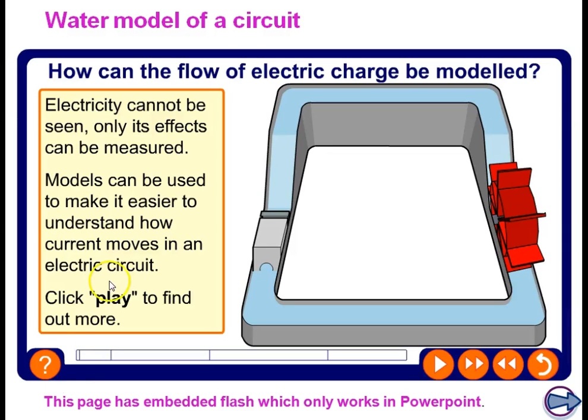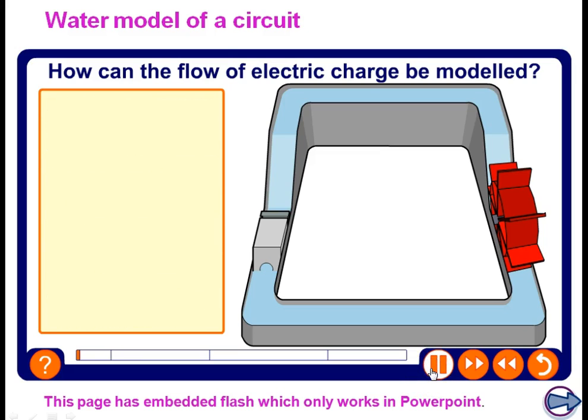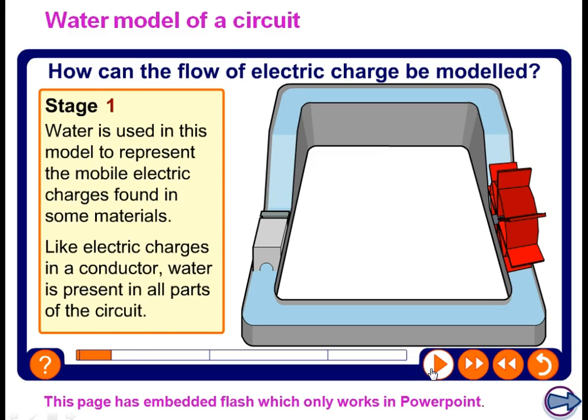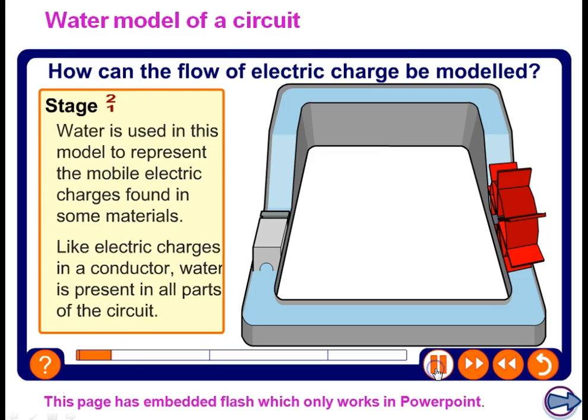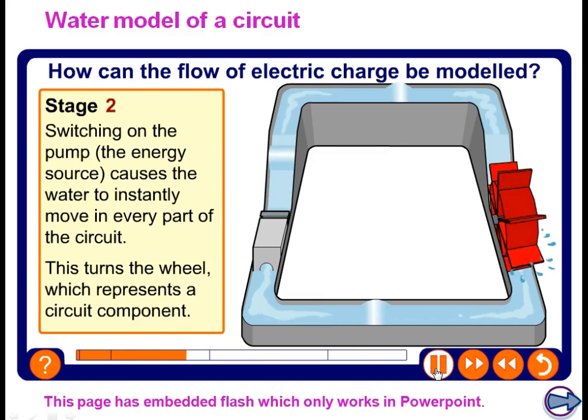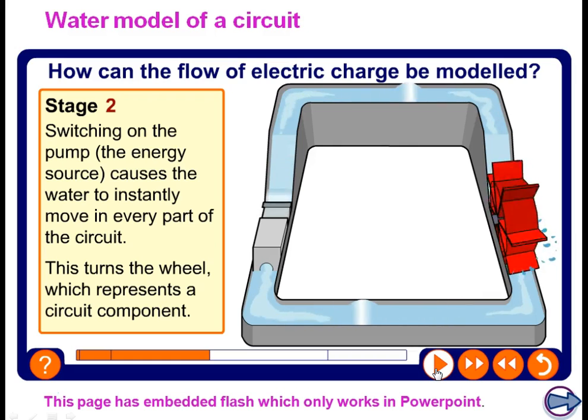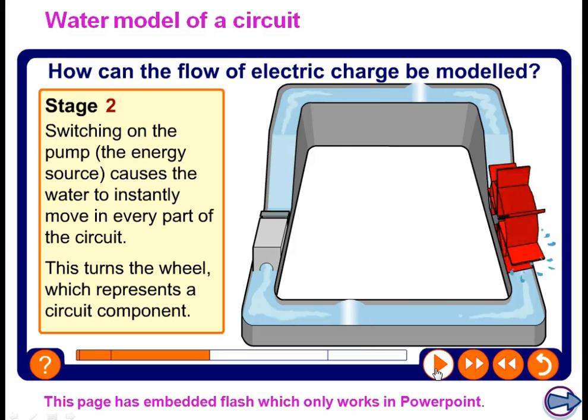Now I will explain this water analogy again. Stage 1. Water is used in this model to represent the mobile electric charge found in some material. Like electric charge in a conductor, water is present in all parts of the circuit. All of you observe. Switching on the pump, that is the energy source, causes the water to instantly move in every part of the circuit.